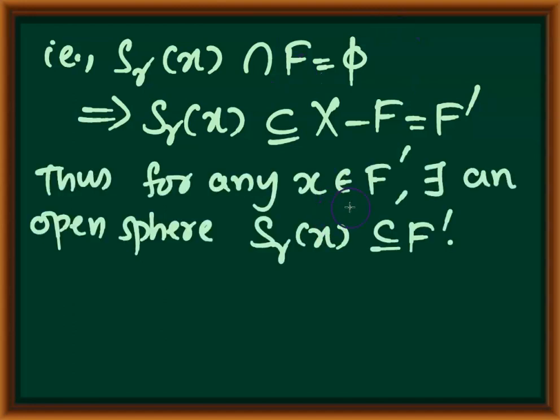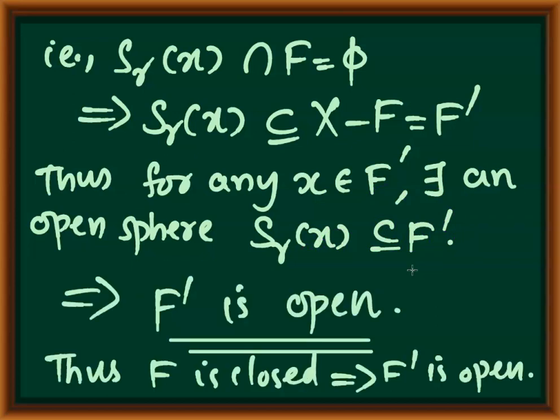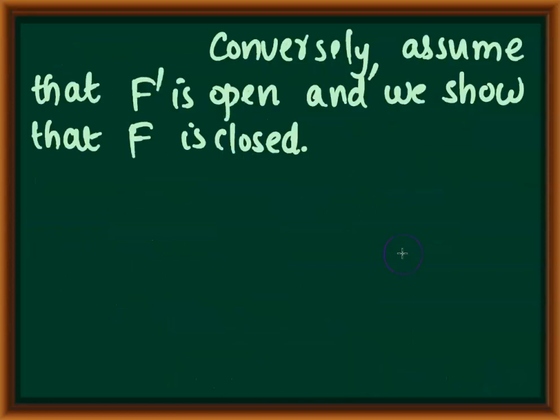Thus we have proved that for any x element of F dash, there exists an open sphere S_r(x) contained in F dash. Hence we can conclude that F dash is open. Thus we have proved that whenever F is closed, its complement F dash is open. Conversely, assume that F dash is open and we need to show that F is closed.